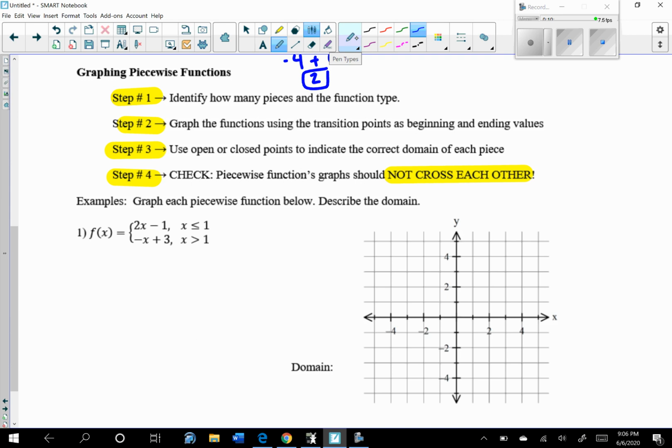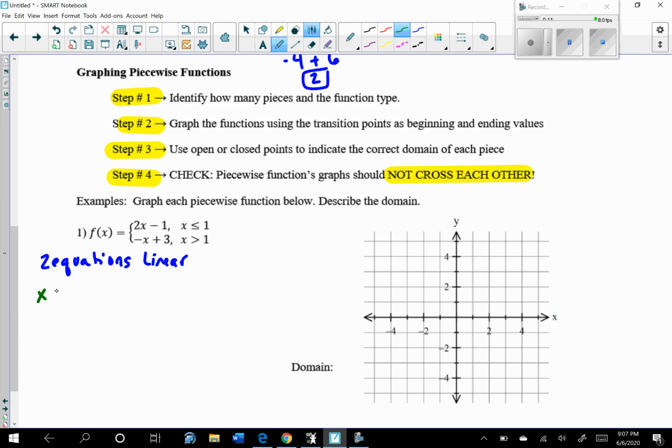Looking at the first part, I want to do step 1, identify how many pieces and the function type. If I look here, there are two different pieces. We have this top equation and the bottom one, and both of these are linear. So we have two equations, and they are linear. Then it says graph the function using the transition points as beginning and ending values. So we're going to look at this first equation.